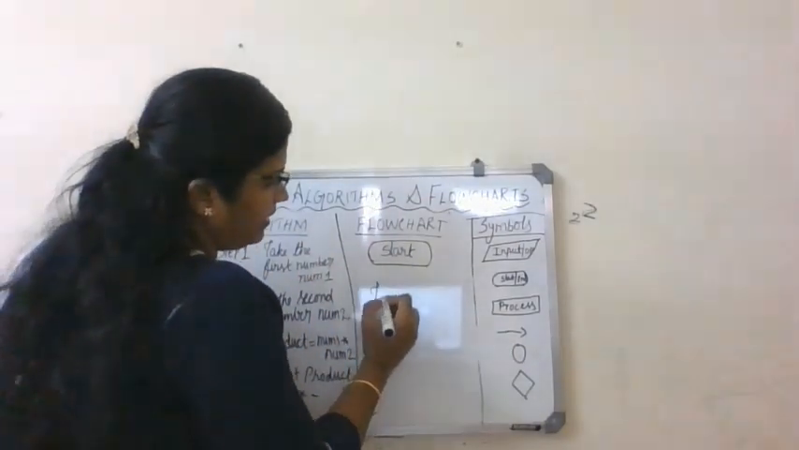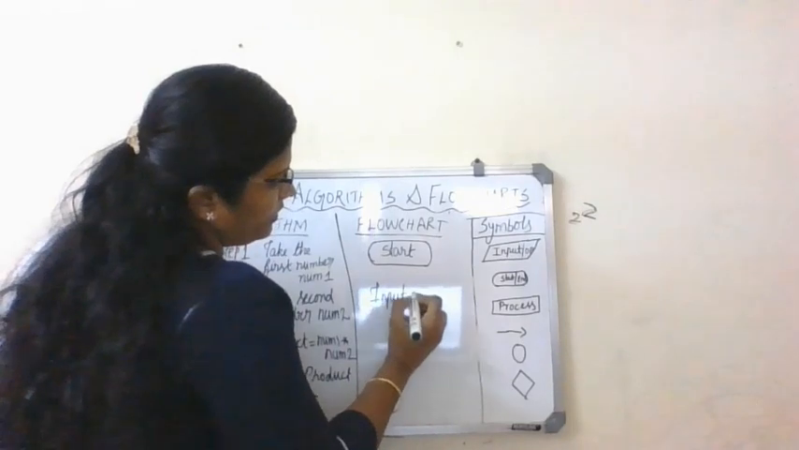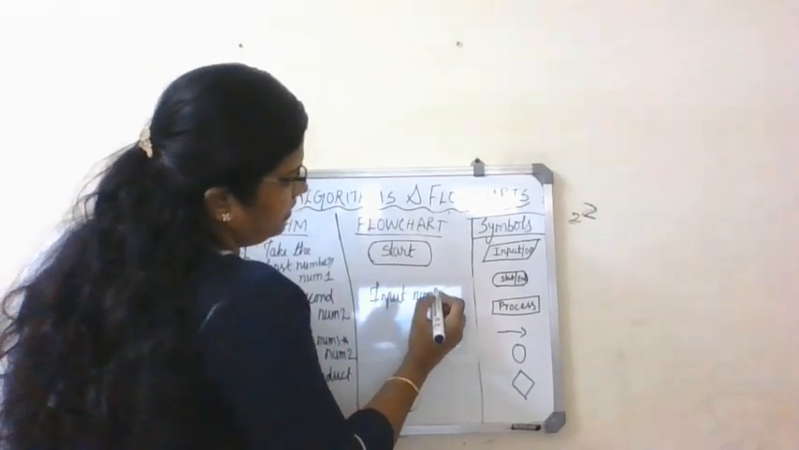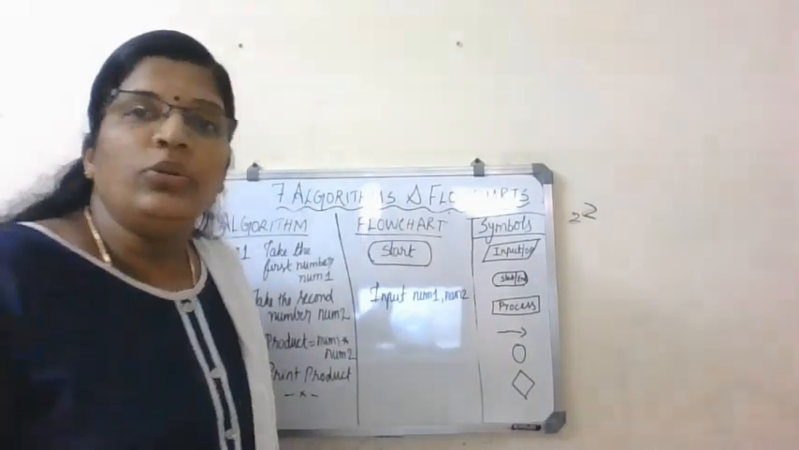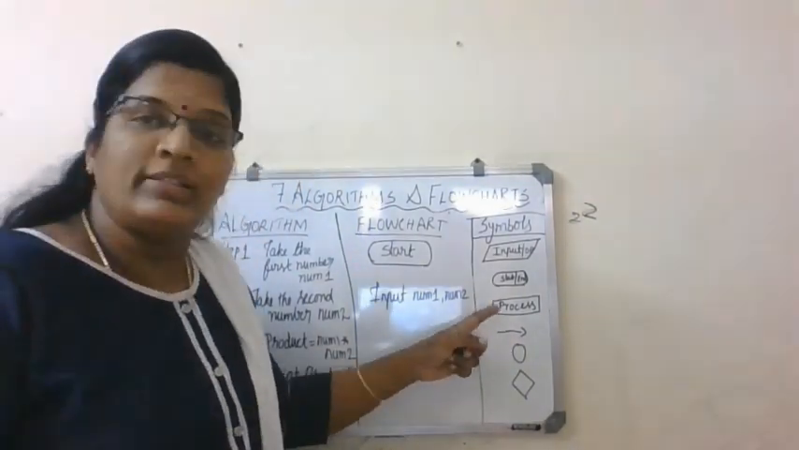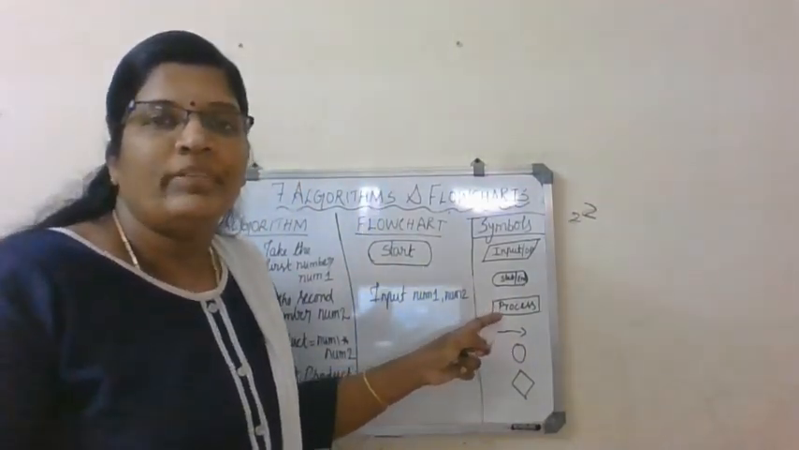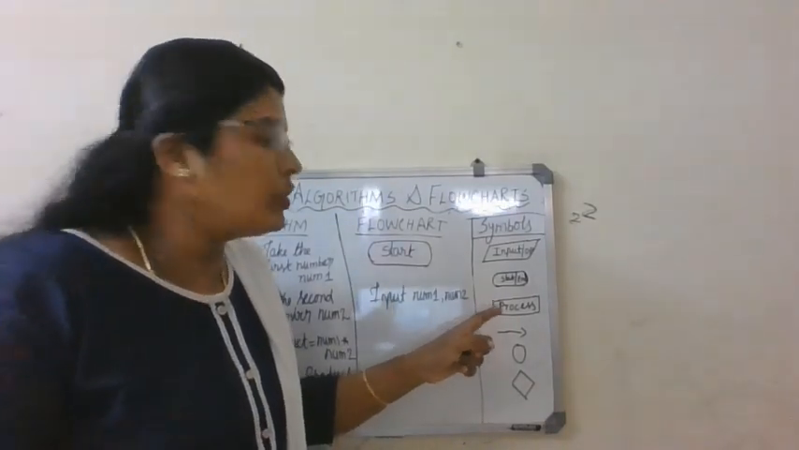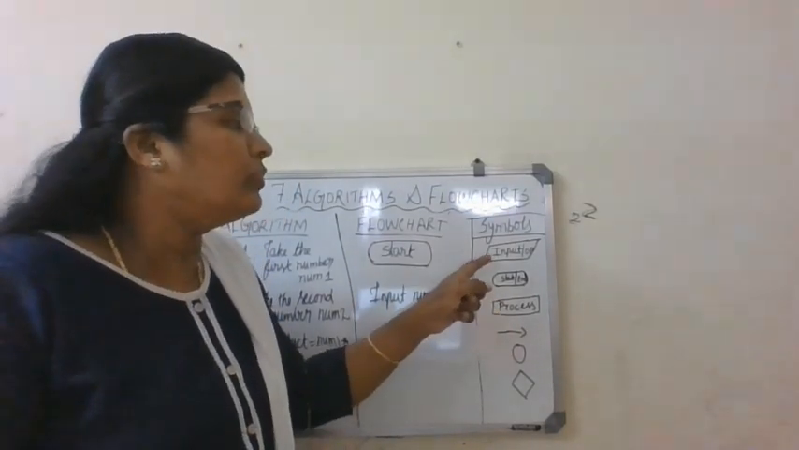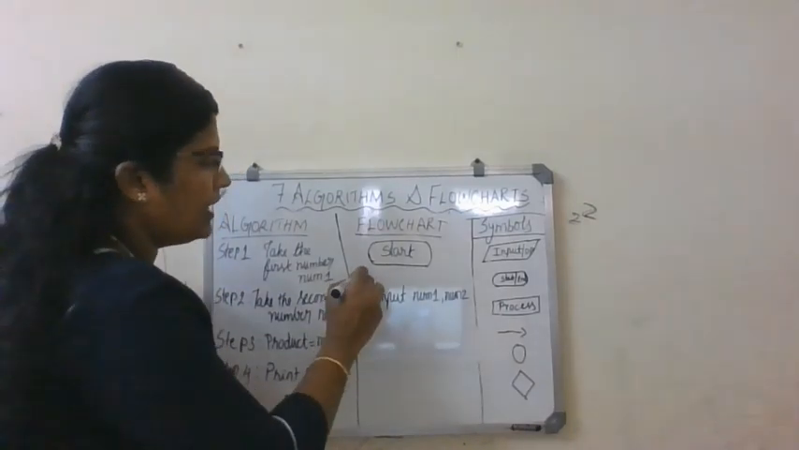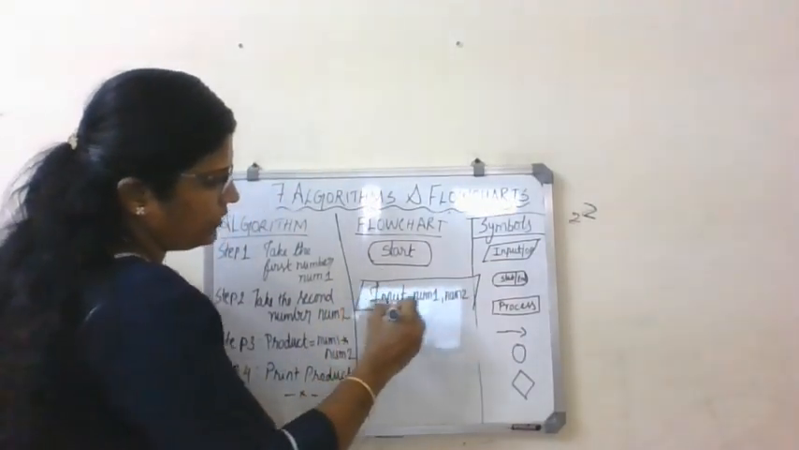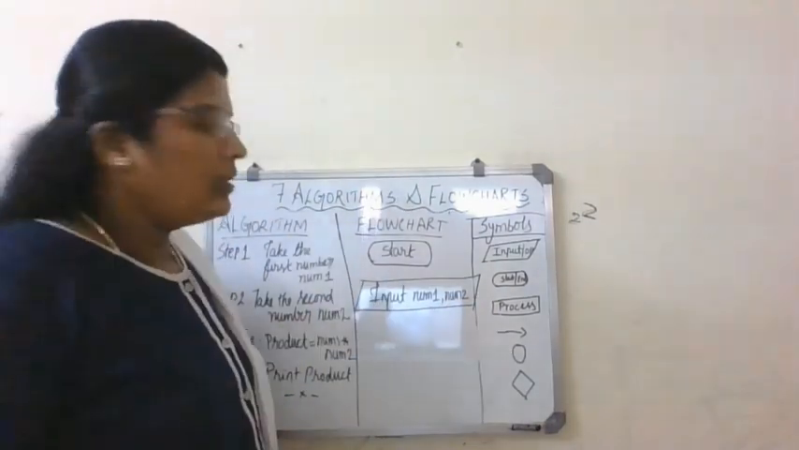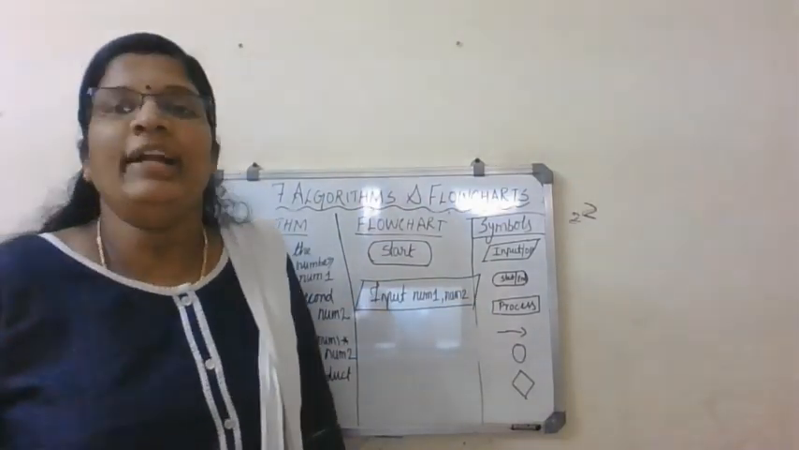So second one, input num1, comma num2. So do I need to use a rectangular box? No, I am not supposed to use this process box. I have to use this parallelogram box. Okay. So it's a slanting line. So this is for input and output.